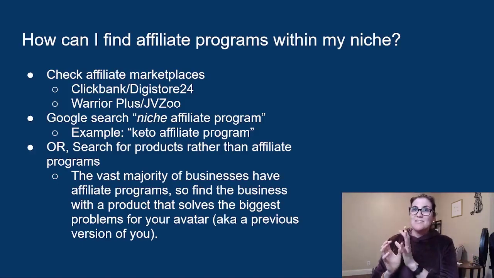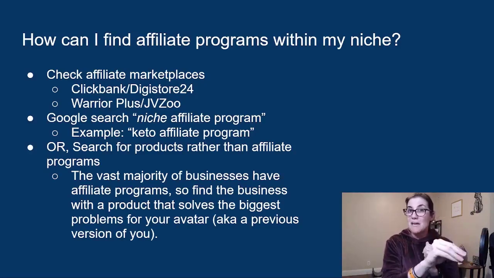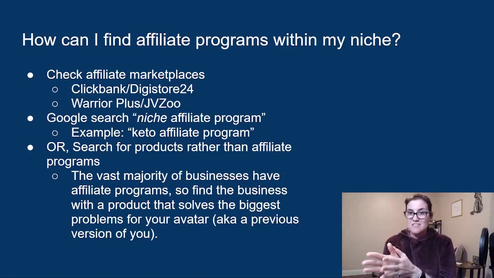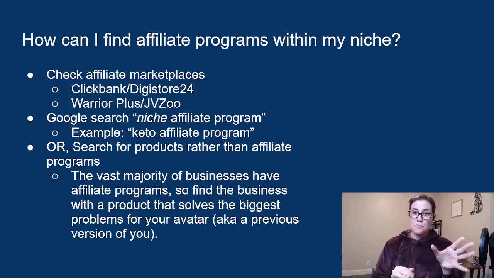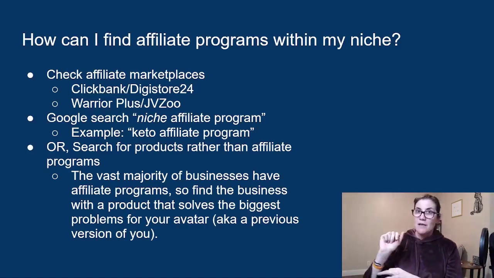Remember, we want to find the products that people are already searching for. There's already a buzz about them. There's already demand for them. So act like you're the customer and you're going to search for those products so you can see what's coming up first on Google. And then go in and scroll down to the bottom of the page, and generally you'll see a little link that says affiliates. Bam, that's how you can find affiliate products.